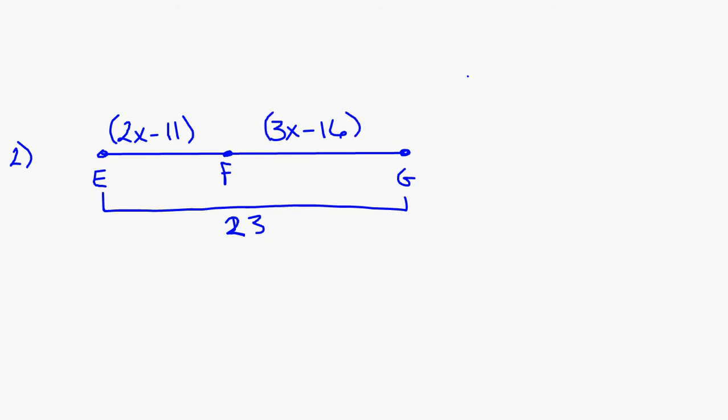All right, so I'm going to take a little shortcut here. What is 2x plus 3x? That's 5x. You put negative 11 in your calculator, if you've got one.